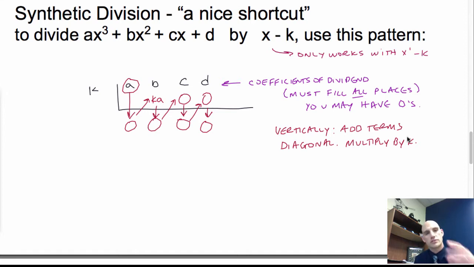And you're going to see how it works, trust me. We bring down a, so in this box would go a. When we add a plus the nothing that's here, we get a. So then in this circle here, we're going to have k times a. So here would be b plus ka. And then we'd multiply that times k again. So you're going to see how this works as we get into an example. But just know that it's adding vertically, multiply by k, the constant over here. Add vertically, multiply by k, the constant over here.